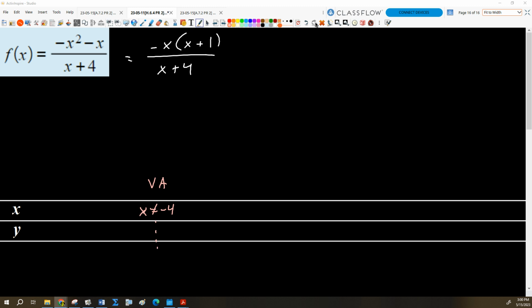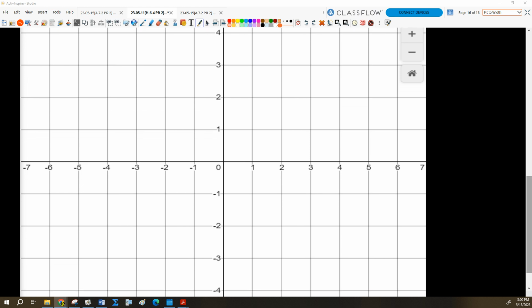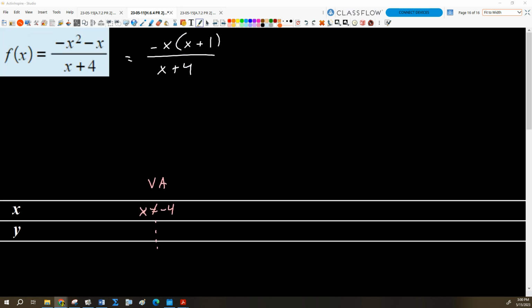Say it again, Atticus. Okay, because negative 4 is a 0 of the denominator, but not the numerator, which makes it a vertical asymptote, right? Okay. All right, so we could add that to our graph down here. x equals negative 4. So we got a vertical asymptote. Any horizontal asymptotes?